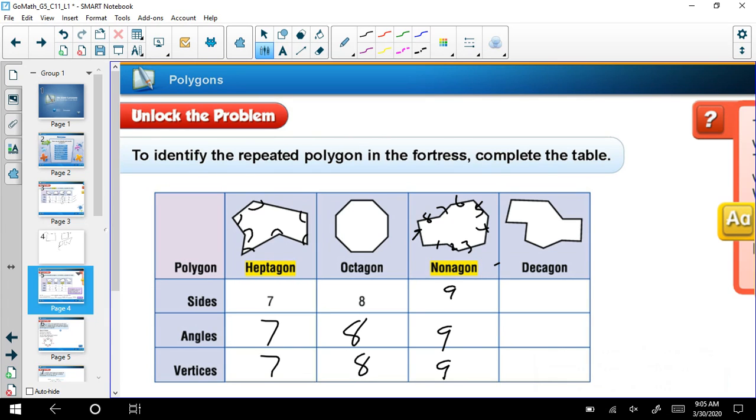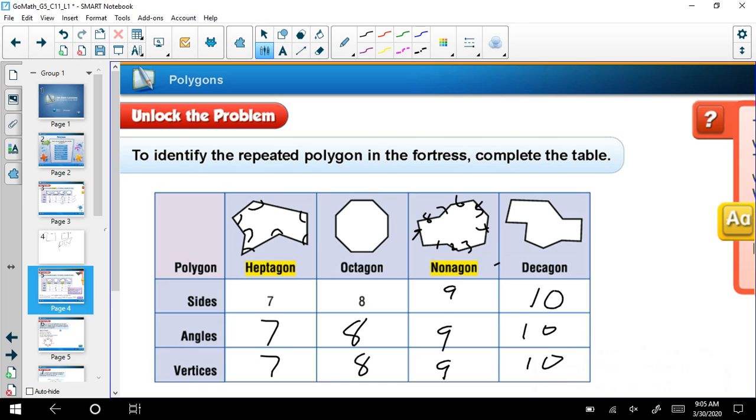And then our last one is decagon. We see deca all the time. Decade. We just learned about the metric system where we had decagrams, decaliters, and so on and so forth. And here we're going to have 10 sides, 10 angles, and 10 vertices.